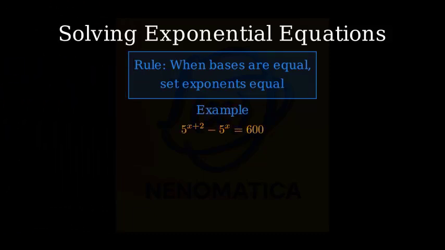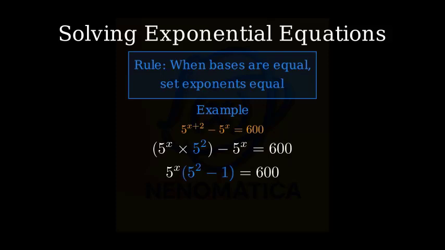Let's look at an example. We need to solve the exponential equation 5 to the power of x plus 2 minus 5 to the power of x equals 600. Let's start by breaking down the first term. 5 to the power of x plus 2 can be rewritten as 5 to the power of x times 5 squared. This gives us 5 to the power of x times 25 minus 5 to the power of x equals 600. Now, let's factor out the common term 5 to the power of x. We get 5 to the power of x times open parenthesis 5 squared minus 1 close parenthesis equals 600.